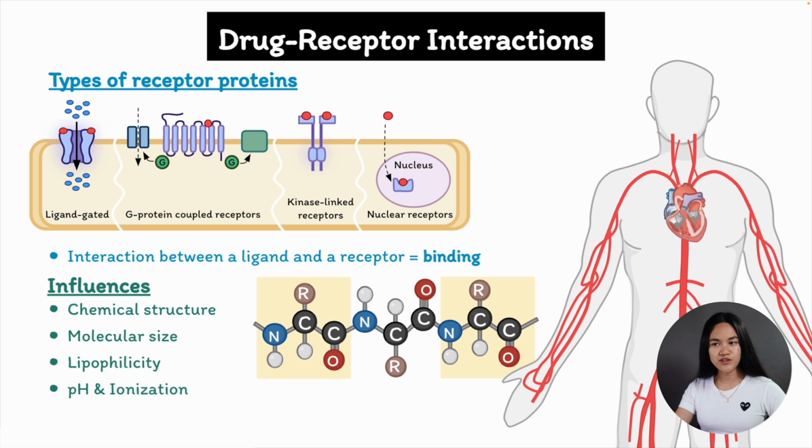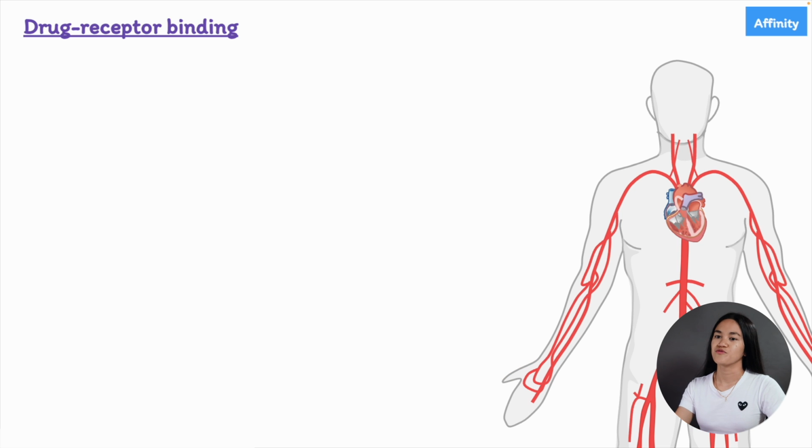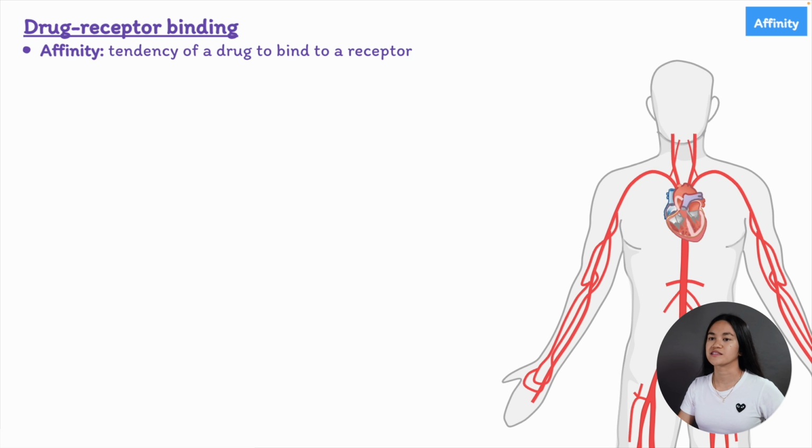However, it's important to understand that just because a drug binds to a receptor doesn't automatically mean that the receptor will be activated. There are 2 separate steps involved: drug binding and receptor activation. So now let's subtract complexity and go through receptor binding. The tendency of a drug to bind to a receptor is determined by its affinity for that receptor. Okay? So affinity refers to the tendency of a drug to bind to its receptor and the strength of the interactions.